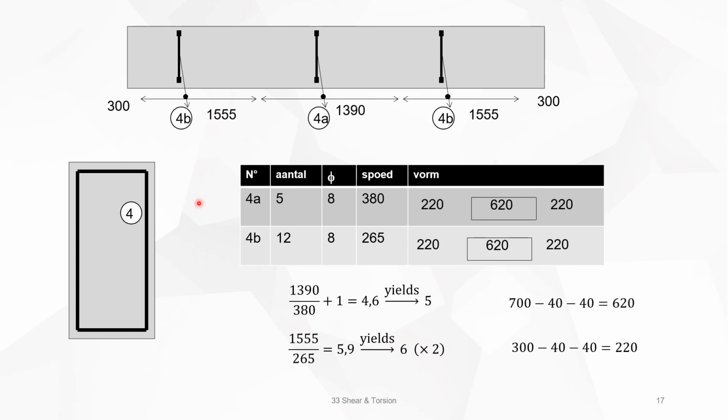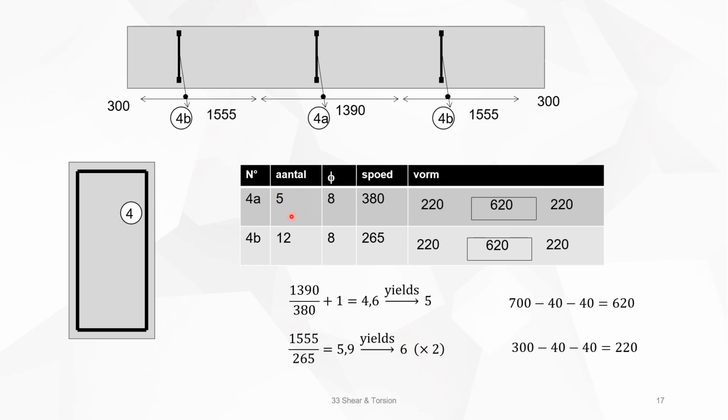Then we have the stirrups. We have two zones. The zone with the minimum stirrup, remember it was starting from S equals 1555 plus 150, because S starts from the middle of the support. So from the face of the support, it's 1555. This stirrup, we call it 4A, was diameter 8 with a spacing of 380 millimeters. That was the minimum reinforcement. And these are the dimensions.